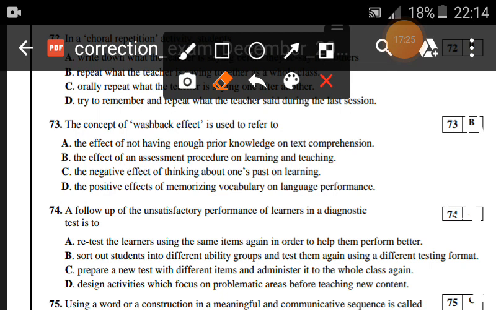Prepare a new test with different items and administer it to the whole class again. D. Design activities which focus on problematic areas before teaching new content. So the right answer here is D. Design activities which focus on problematic areas. So here also, if the teacher gives a diagnostic test to students and finds that many students have many problems, the procedure that he should take is to give them some activities to help them overcome their problems. This is what the question means here.